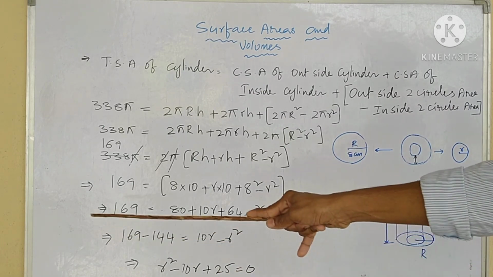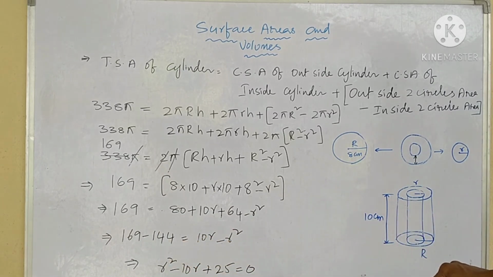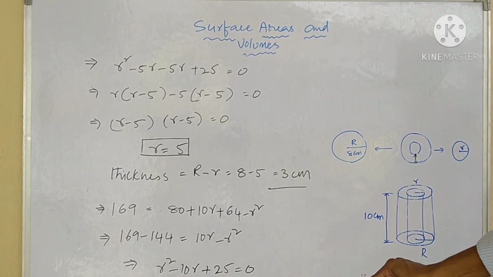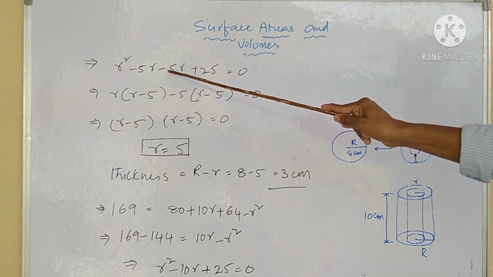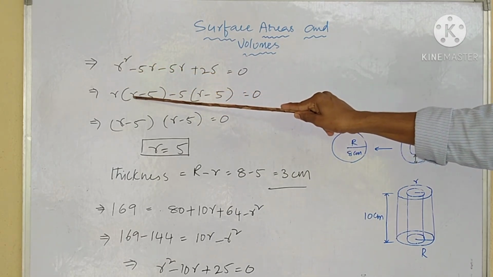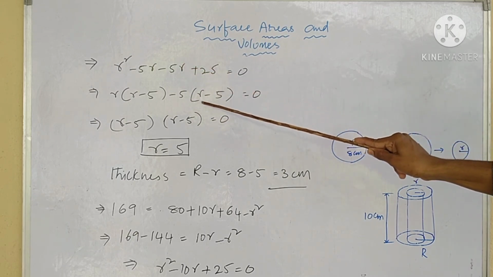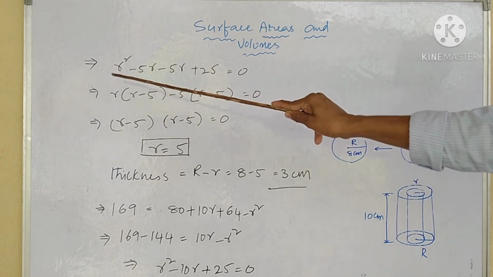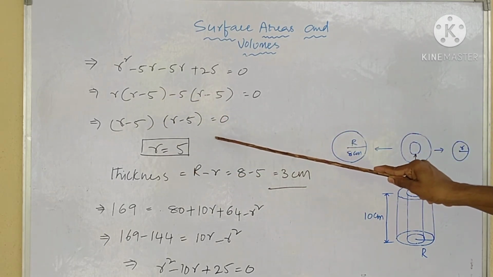Transpose these terms to LHS. So r square minus 10r plus 25 equals 0. This is a quadratic equation. By splitting the middle term, the factors are r square minus 5r minus 5r plus 25 equals 0. Here r is common, the remaining terms are r minus 5. Here minus 5 is common, the remaining terms are r minus 5. So the entire r minus 5 is common: r minus 5 equals 0. Here r equals 5.